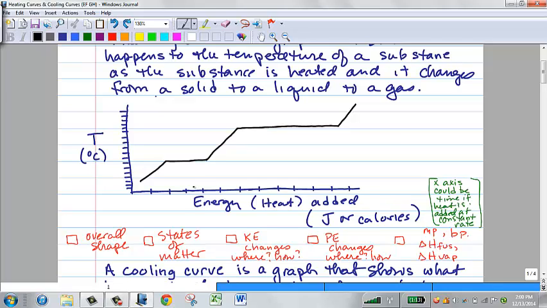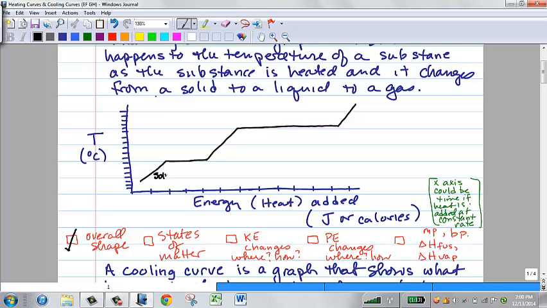The y-axis is always temperature, and the temperature could be measured in Kelvin or degrees Celsius. Now, when I look at the curve, I should be able to tell what states of matter are present. When the substance is at low temperature, at the very beginning of the heating curve, the substance is generally in the solid state.